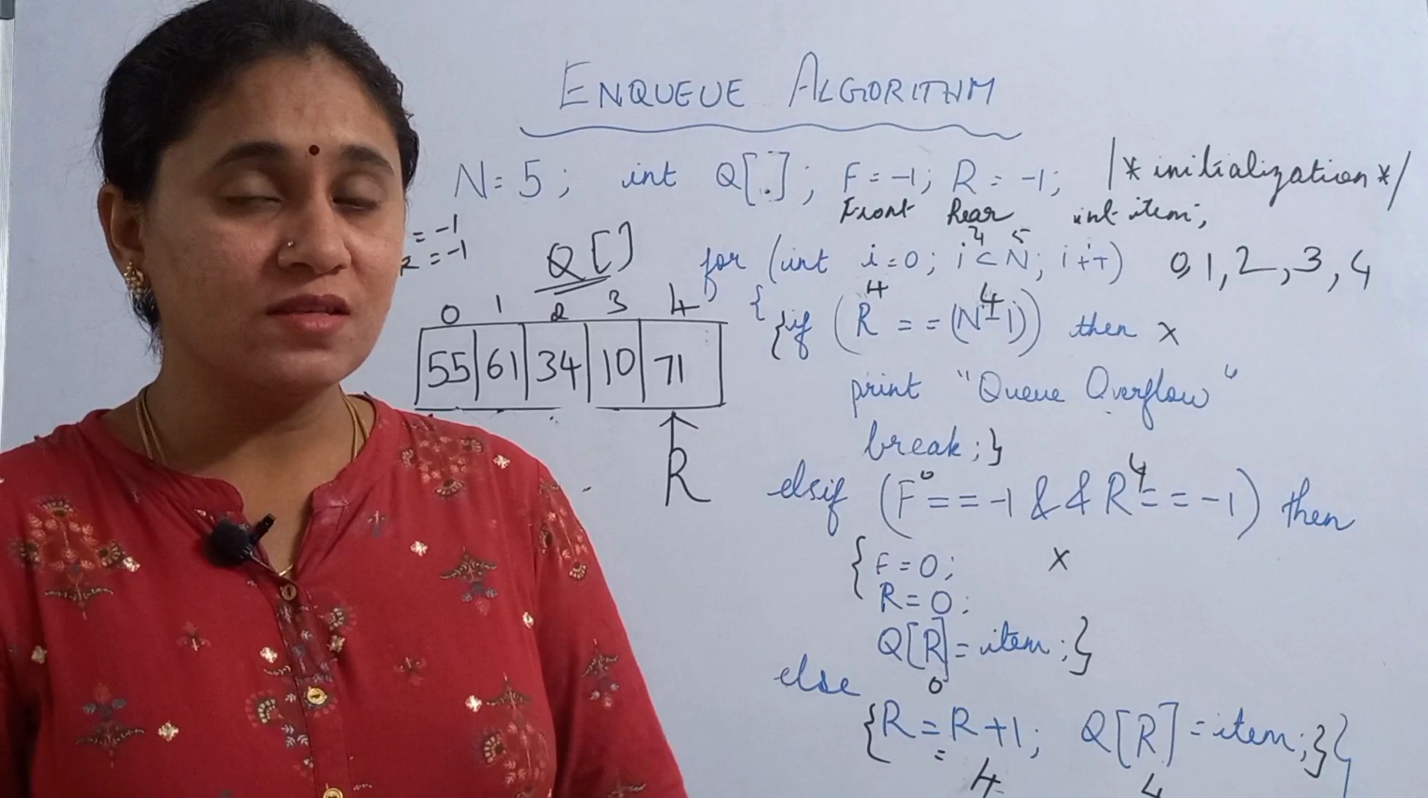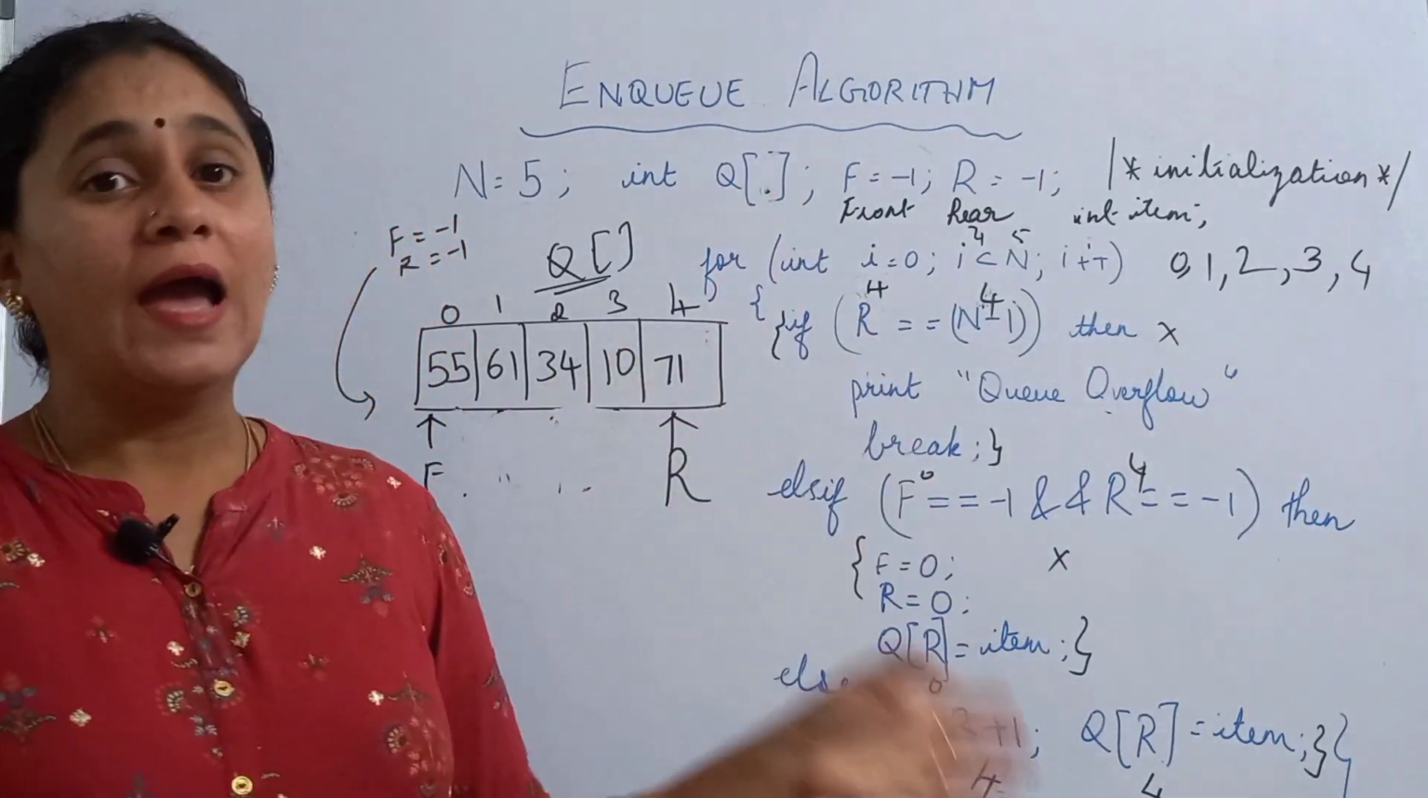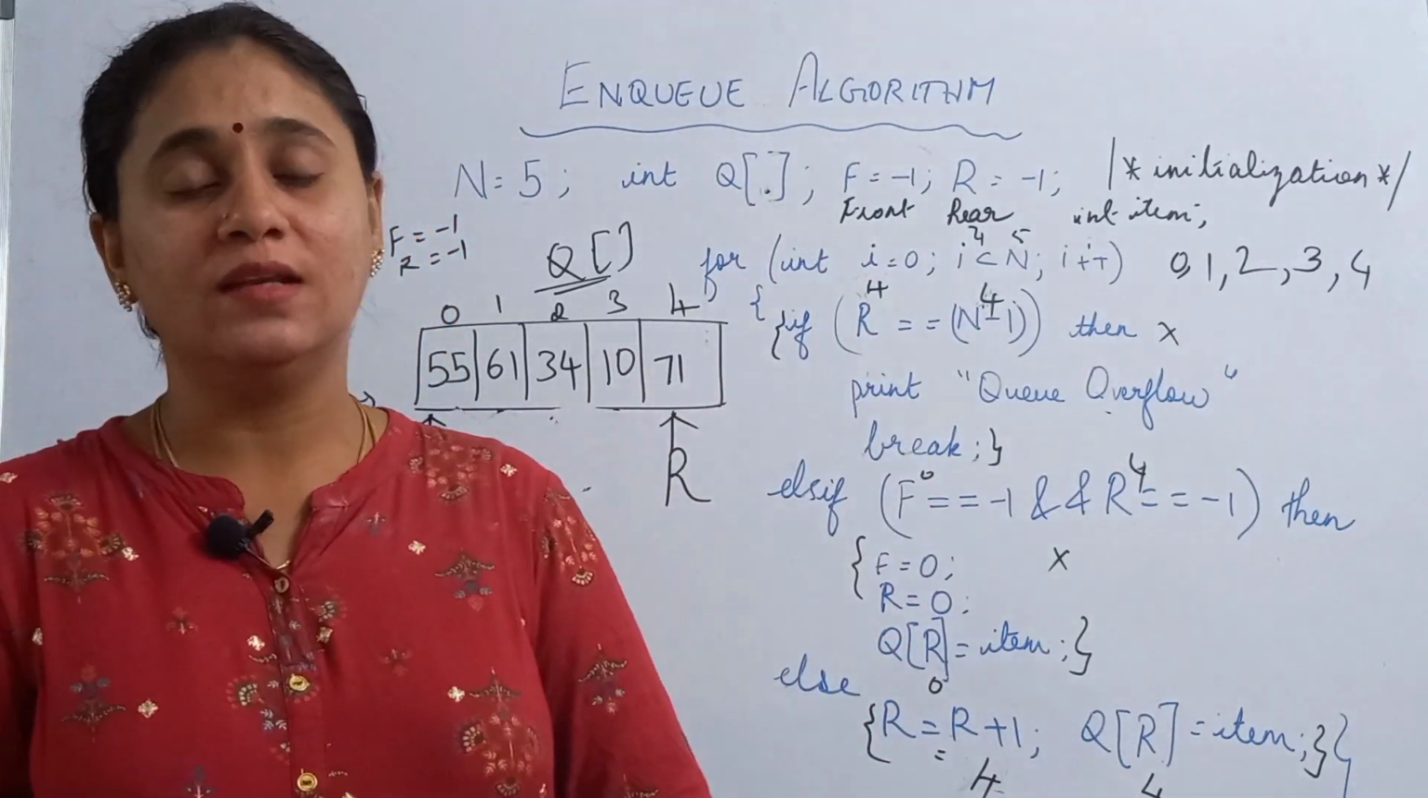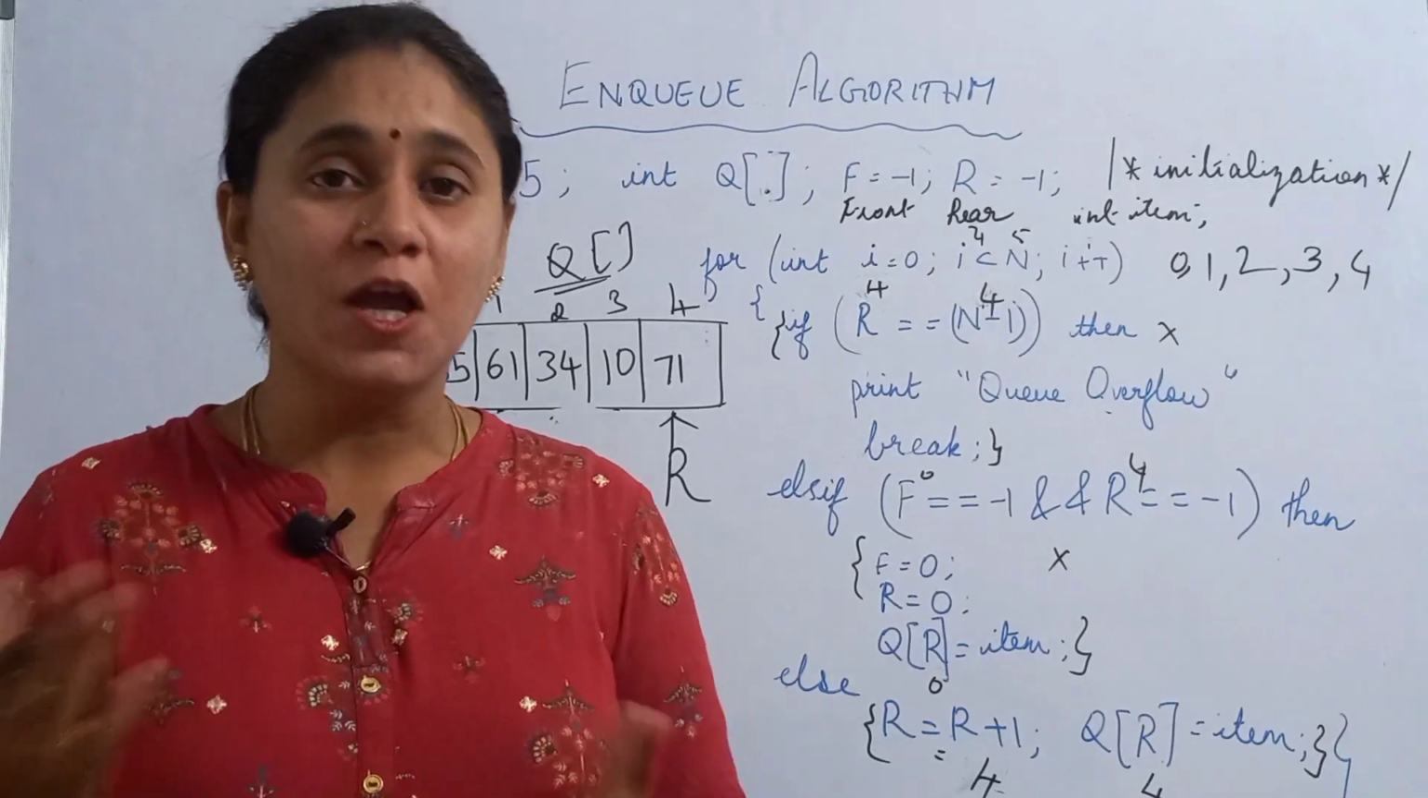So in the next class, we will see how to delete an element from the queue data structure. That is how the deletion operation is being performed.